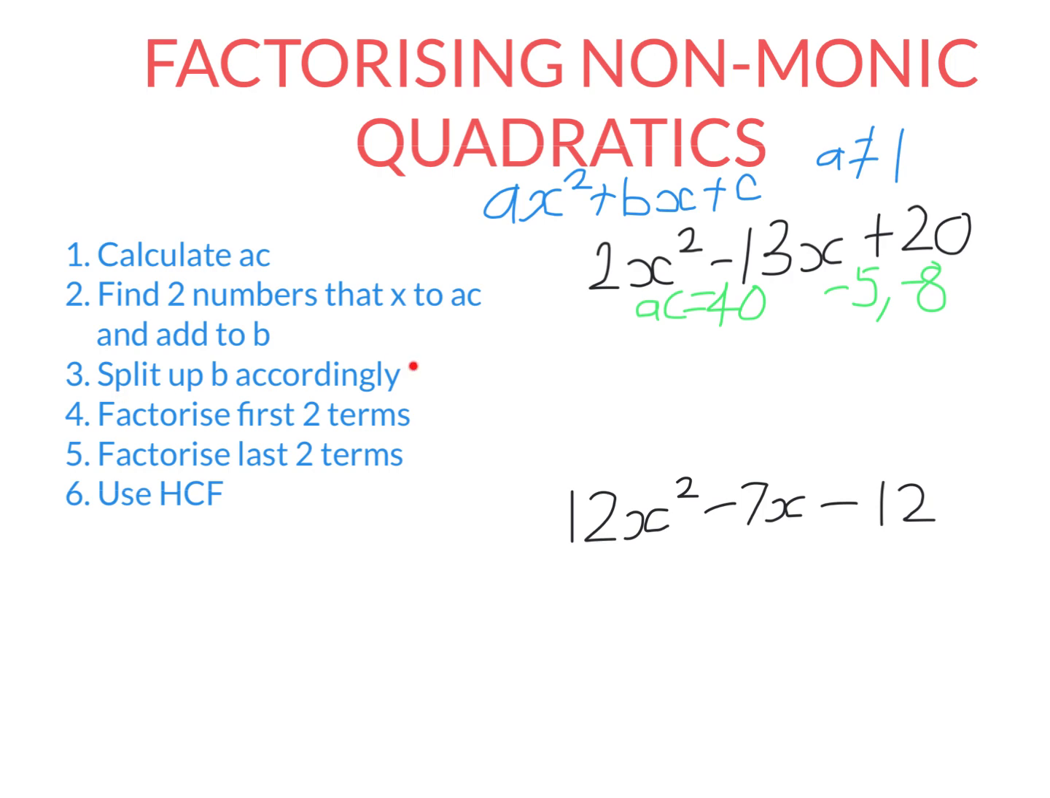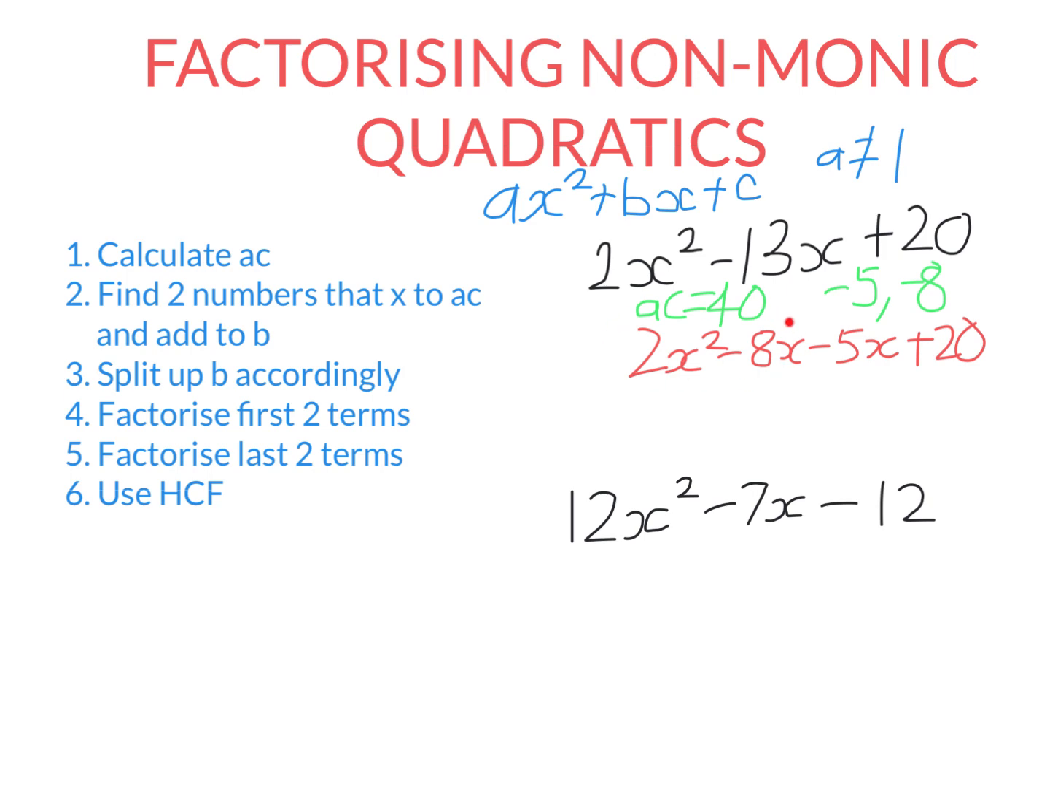So the third step is split up B accordingly. This is B, negative 13. What we do is we split up negative 13x using these 2 numbers. So what we have is 2x squared. That hasn't gone anywhere, but we split up the negative 13x as negative 8x minus 5x. Now, when you're splitting up B, it doesn't matter the order in which you write it. It wouldn't matter if I wrote negative 5x here and negative 8x there. Okay, so step 3 is done.